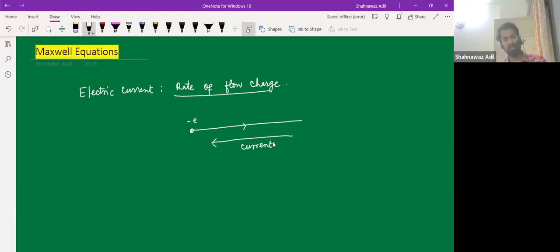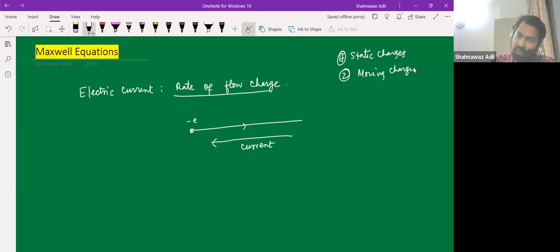We'll do this electric current in detail in the third chapter. When I start the backup class with Meet, which will happen soon, I will start from electric charge, the static charges at rest, and then moving charges. In moving charges, we will talk about electric current.